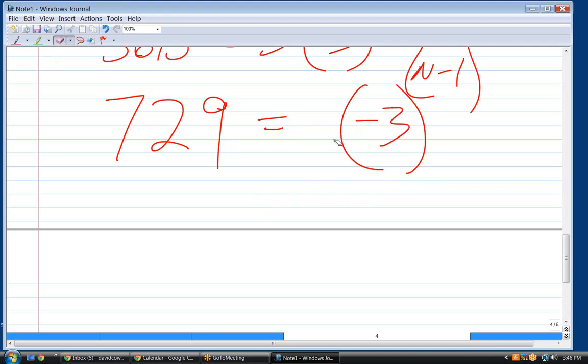Hmm. There must be. I don't know. I'll have to ask my teacher. Must be a way to take that n minus 1 and change it to an n. Gosh, I don't know how to do that. I mean, I can do it for this problem. It's n is 7 for this problem. But make this a super big number, and I'm not sure I'd be able to do it.